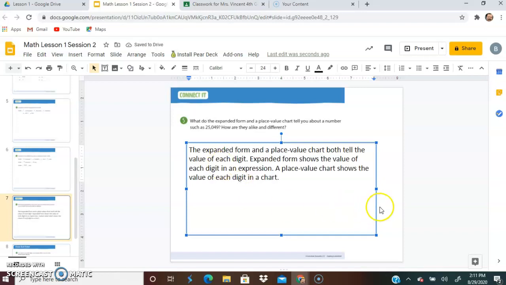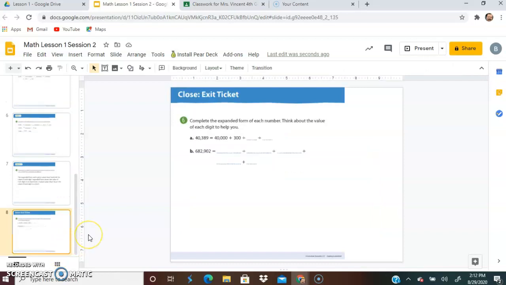So that's how they are alike and different. They're both going to tell the value, but they're different because expanded form is going to show it as an expression, like you're adding it together. But a place value chart is going to show you it in a chart with each of those place values labeled. You might need to pause the video if you need more time to write. Number 6, the last question. Okay, so let's take a look. You give it a try. Pause the video now and you try answering those.